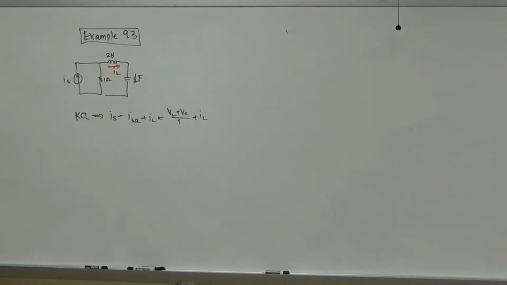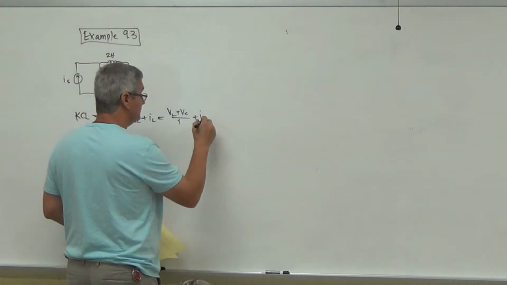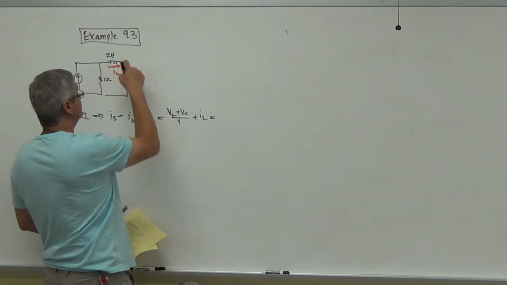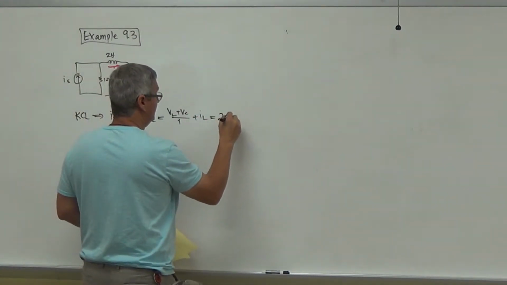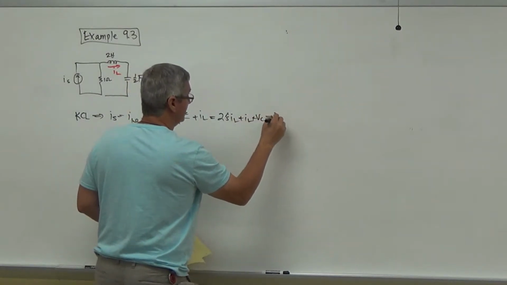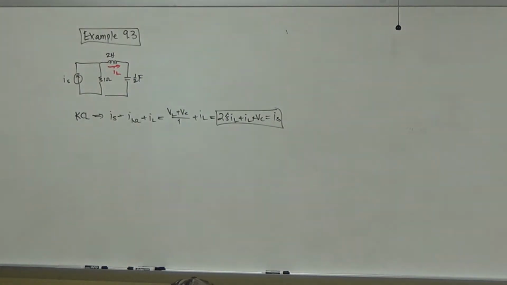So what am I going to do next? I'm going to convert to VL, excuse me. So I'm going to get L, which is 2, then S hat IL plus IL plus VC equals I source. That's my first equation. Let's go to the second one now.